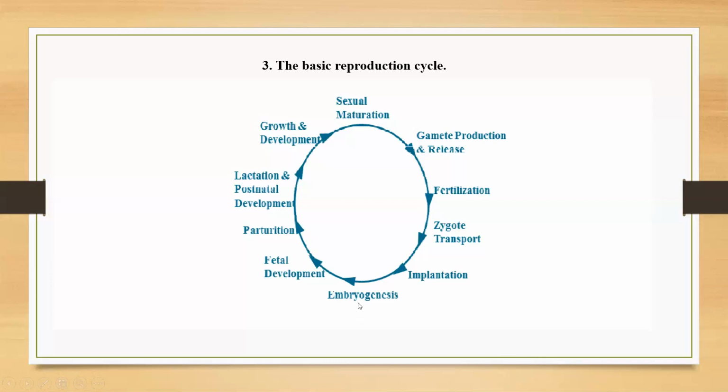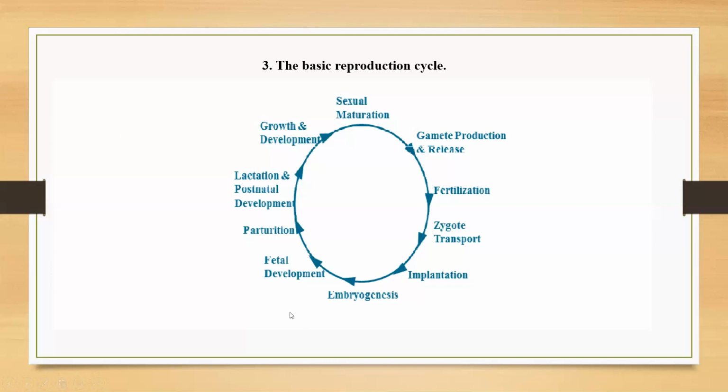Next, we have embryogenesis. It is the process by which the embryo forms and develops. That is, the development of the embryo is known as embryogenesis in short. Next comes fetal development. Once the fetus is formed, the developmental process of the fetus occurs, which includes the development of the embryo and of the fetus during the whole gestation period.